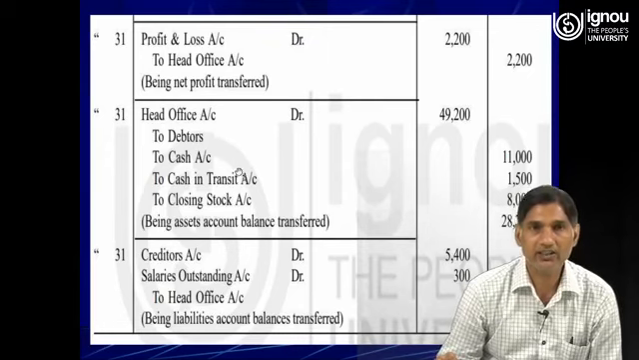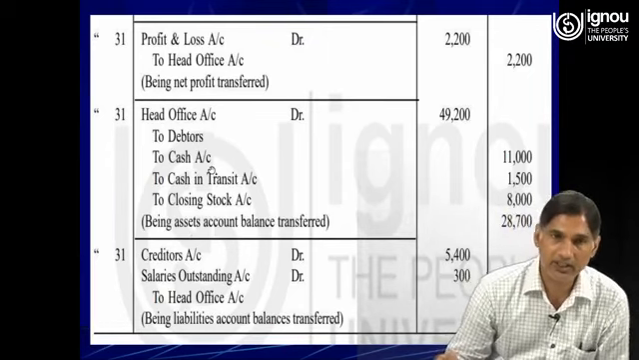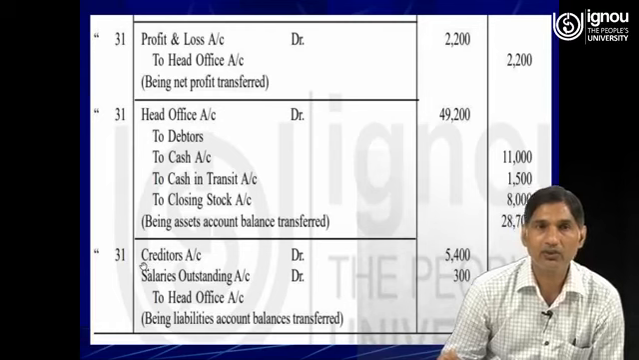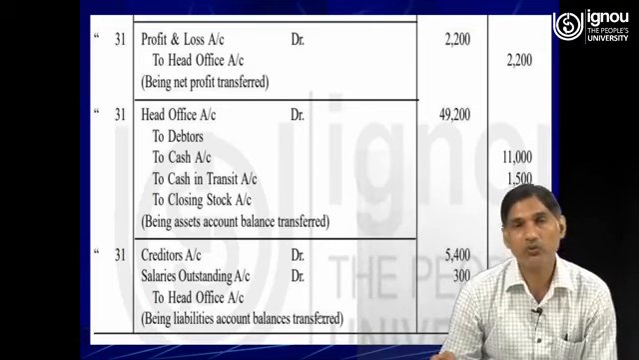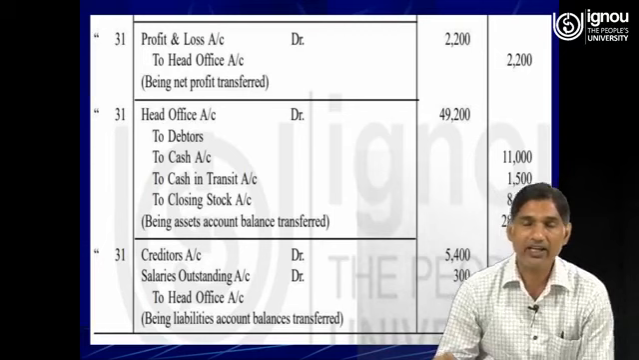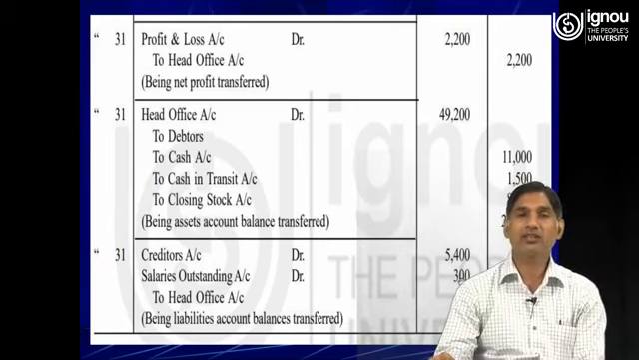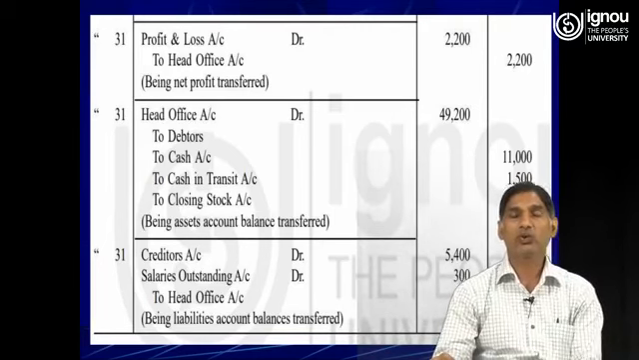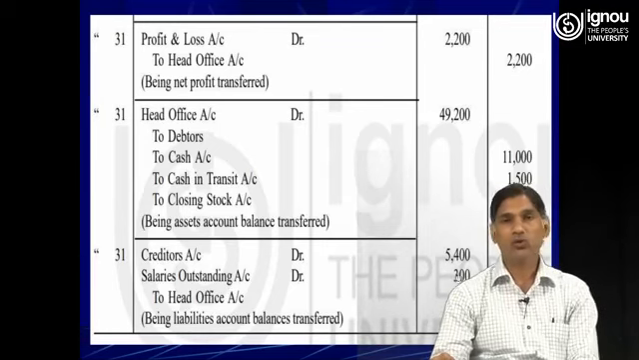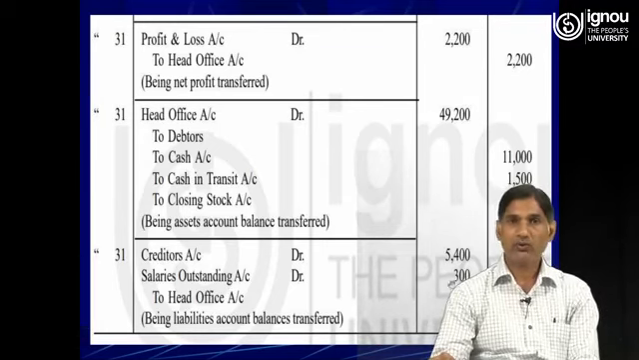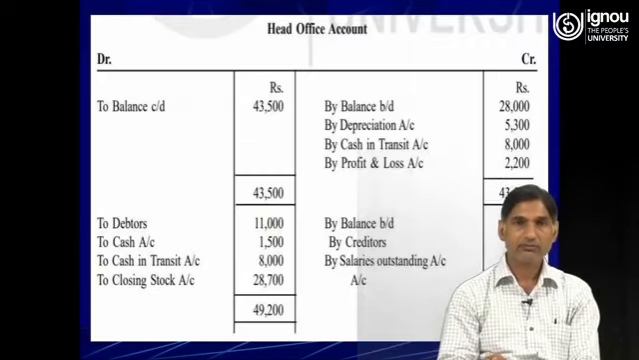Then for liabilities the entry will be just reverse to this entry. So here the assets accounts have been debited, so here the liabilities accounts will be debited. So creditors account debit 5,400, salaries outstanding which is provided in the adjustment. I told my learners many times that anything which is provided in adjustment, that is outside the trial balance, for such items it will have its impact minimum at two places. So salaries outstanding 300, to head office 5,700.